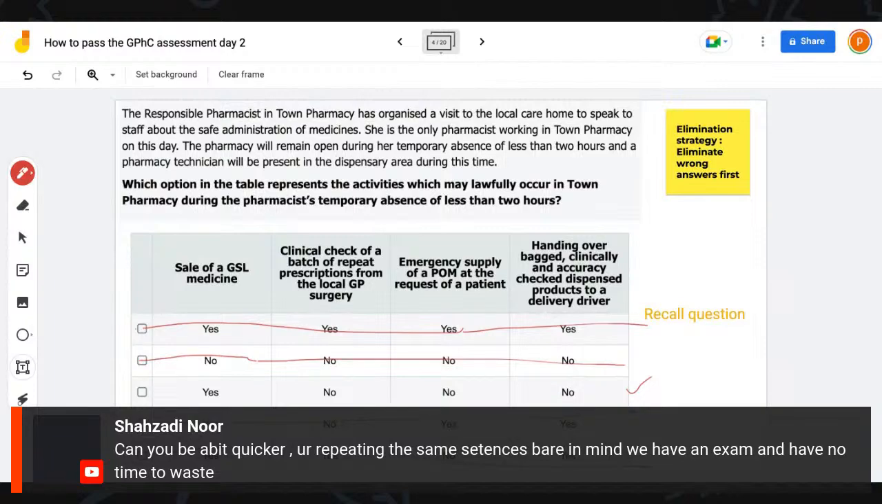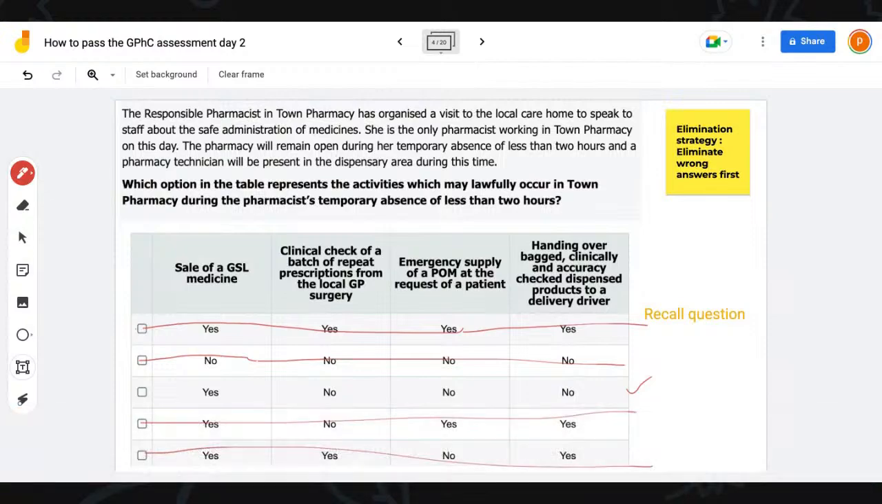Shazadi, no. You may want it quicker, but I wouldn't do it quicker, because not everyone is at the same level. So I'm going to take my time and make sure everybody understands before I move on to the next section. That's what I always do, and that's what I will always do. Okay, so next question, guys, without rushing anything. It's all about understanding.